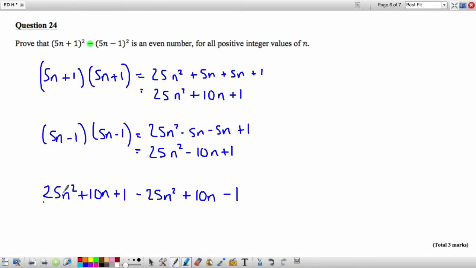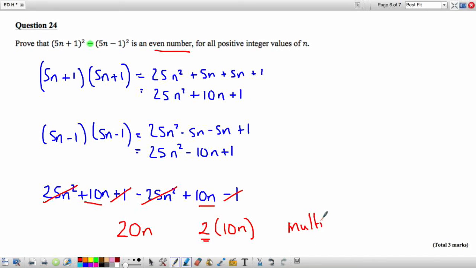So here we can see that these two cancel. This 1 here cancels here, so we're left with 20n. We can then write that as 2 brackets 10n, close brackets. So we see here that this must be a multiple of 2. This is a multiple of 2, therefore it must be an even number, because we have a multiple of 2.